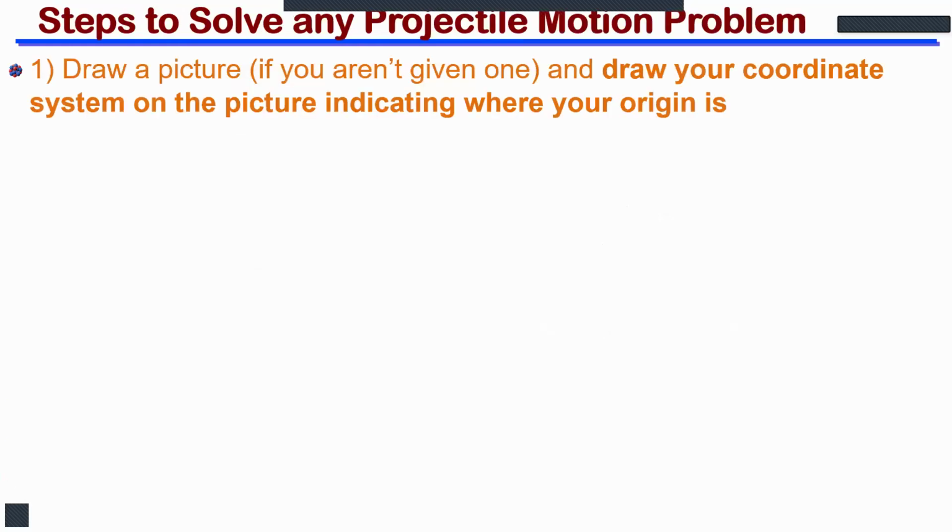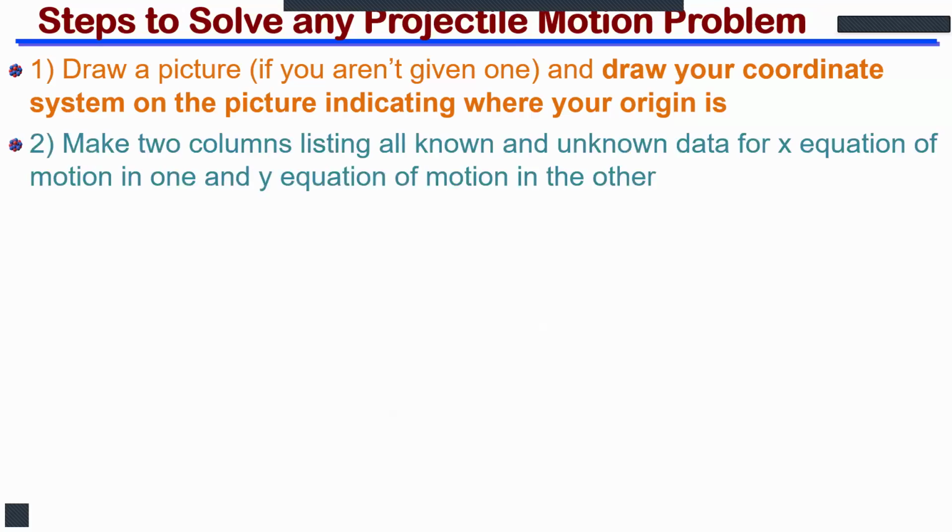So how do we go about solving a projectile motion problem? The following four steps are going to pretty much work in any scenario you can imagine. The first step is to draw a picture if you aren't already given one, and then draw your coordinate system on the picture indicating where your origin is. You've got to have a coordinate system to be able to follow this procedure.